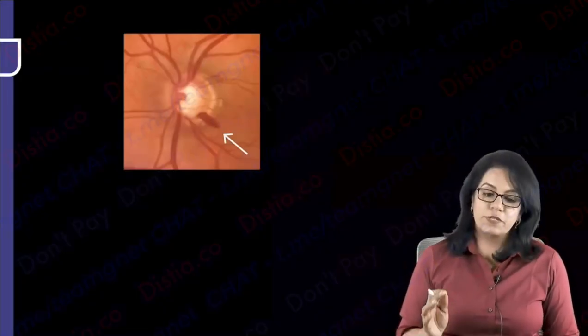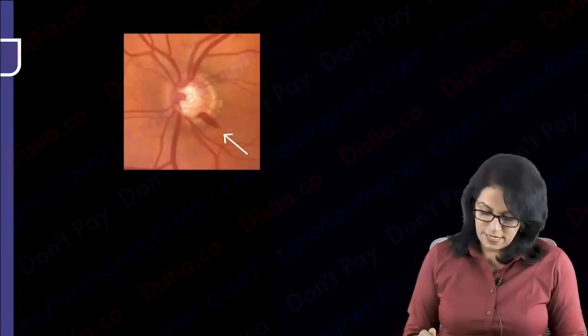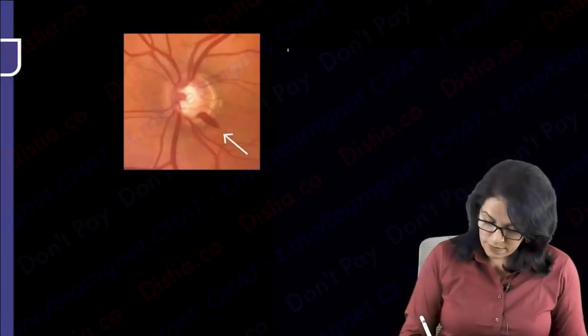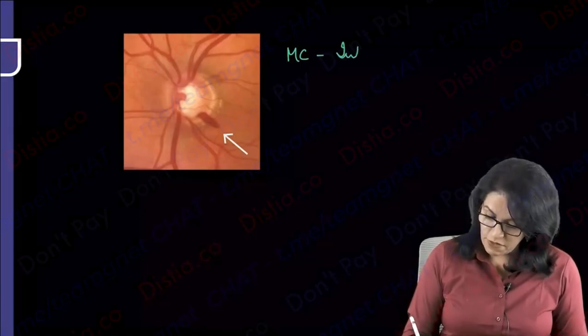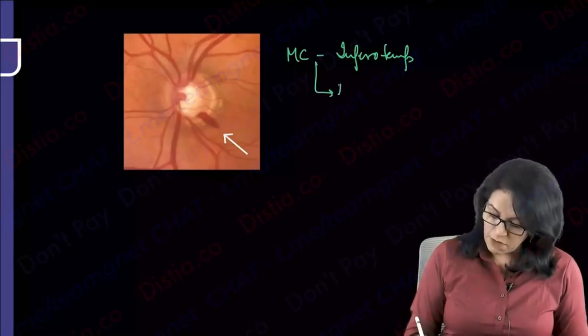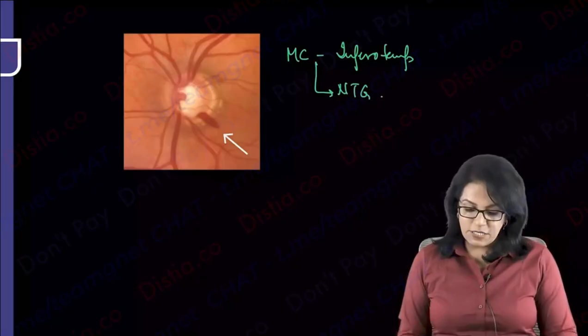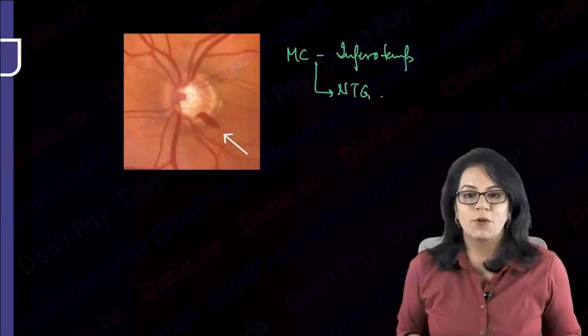And this arrow is already showing you this flame-shaped hemorrhage. This is what is called splinter hemorrhage. It is mainly more common, write down, inferotemporally, and particularly seen in patients of normal tension glaucoma.